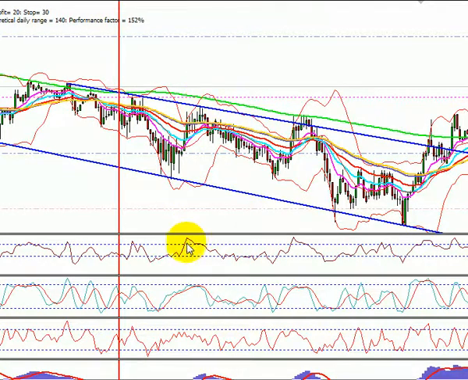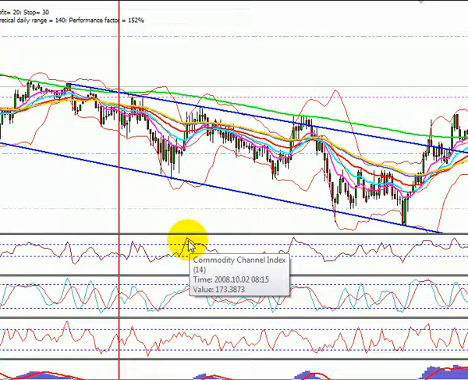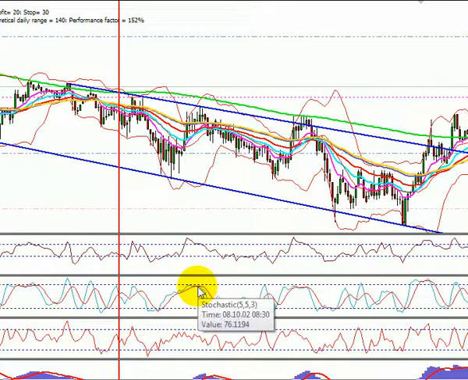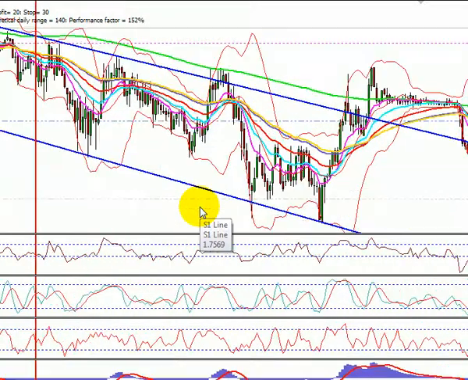We'll have a look at the oscillators. We're in overbought territory here on CCI. Our stochastics have just hit overbought and are starting to turn down. So that's another two nice added confirmations. But that isn't, in fact, the trade I want to point out to you.